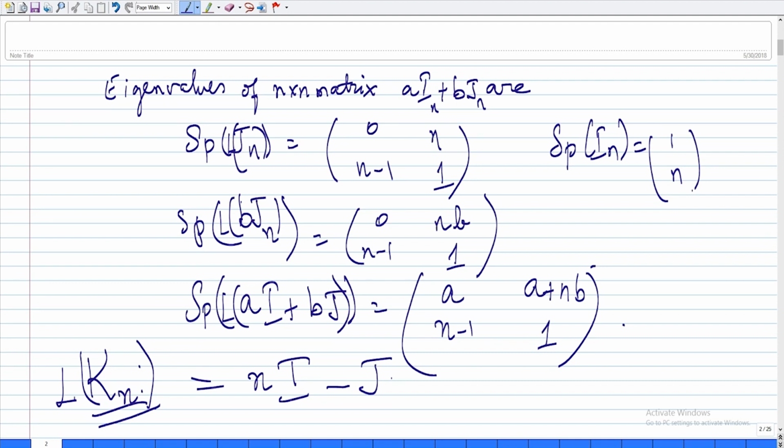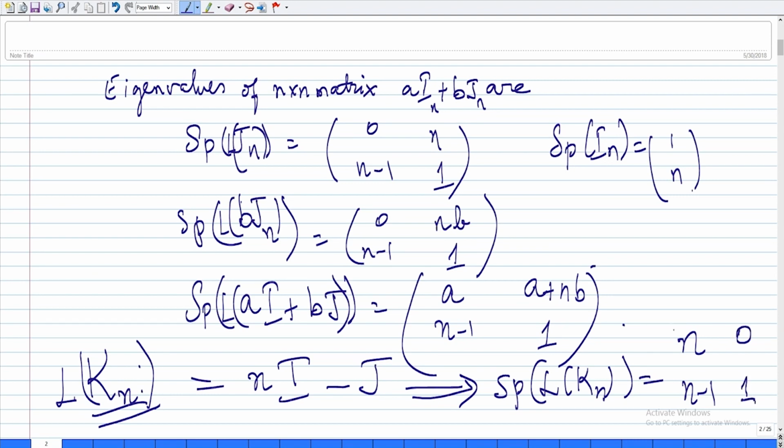Now from the previous result you can immediately conclude the spectrum of the Laplacian: n occurs n minus 1 times, and n plus n times minus 1, which is n minus n, gives 0 with multiplicity 1. Obviously there is a 0 eigenvalue in our Laplacian, because the graph is connected and the matrix is singular.